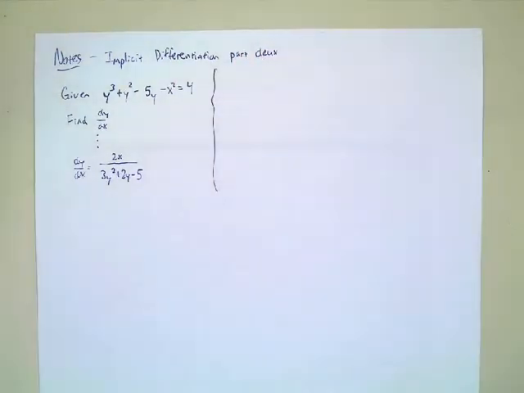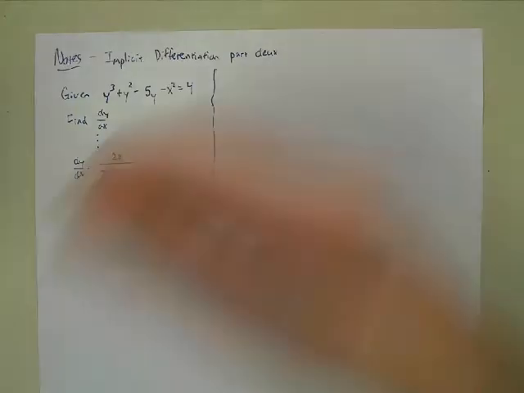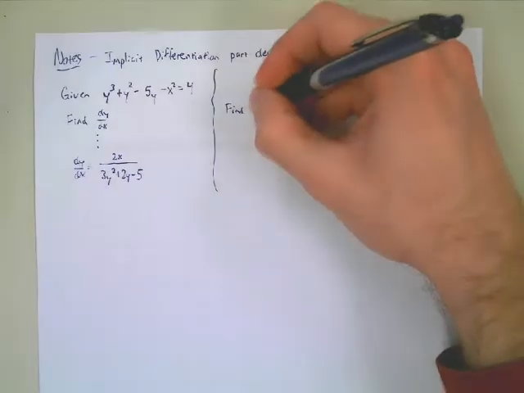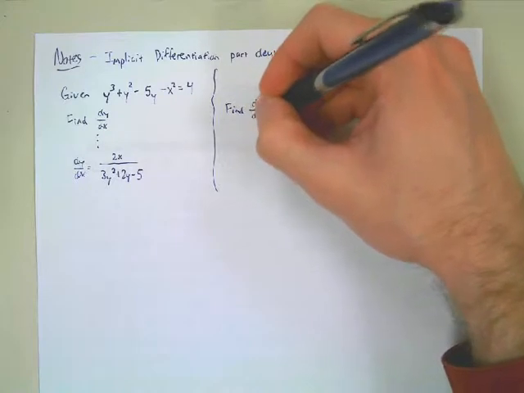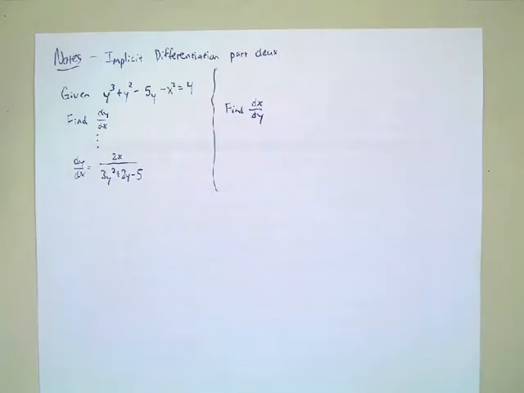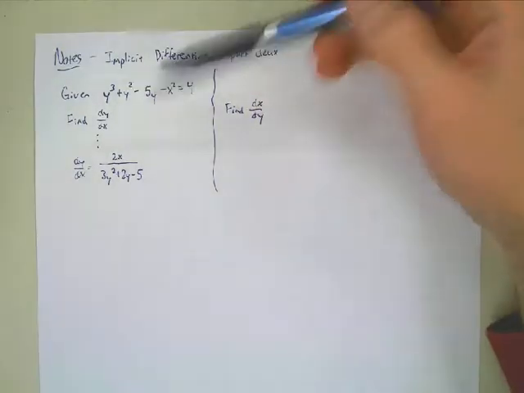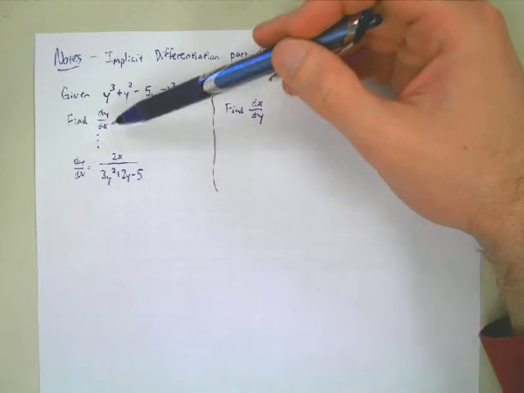But that's not the only way we could take the derivative there, right? We could also find the derivative of x with respect to y, dx/dy. I read about this in the book, and it kind of blew my mind a little bit.